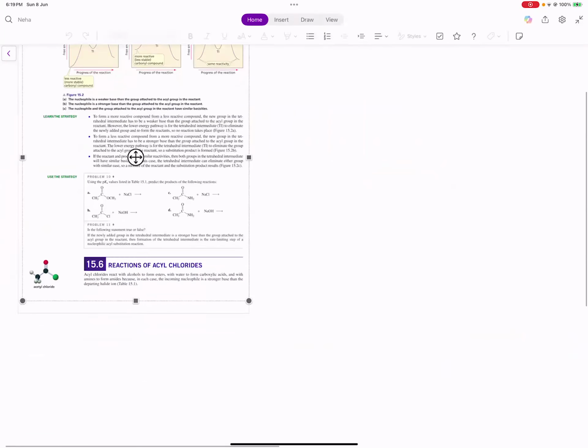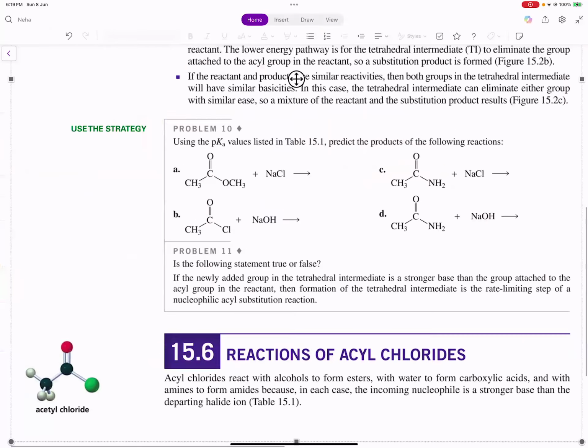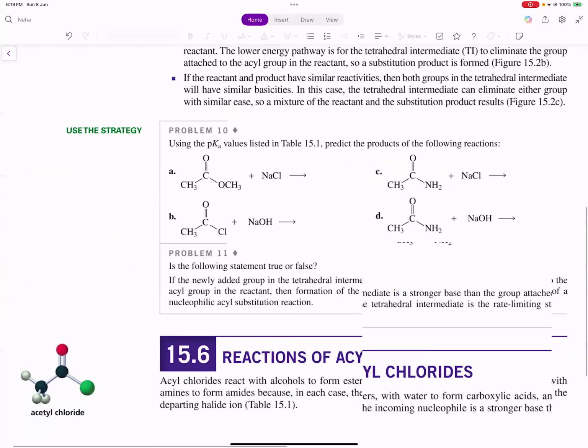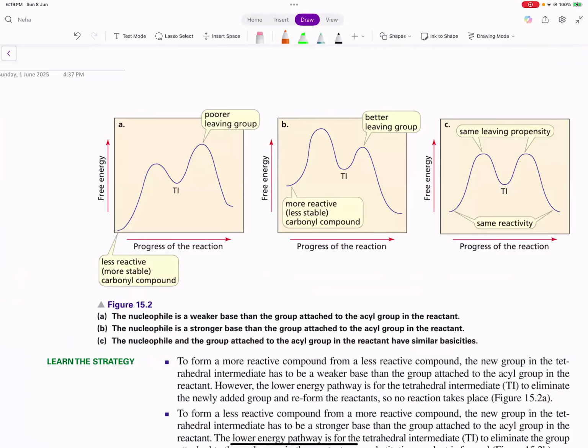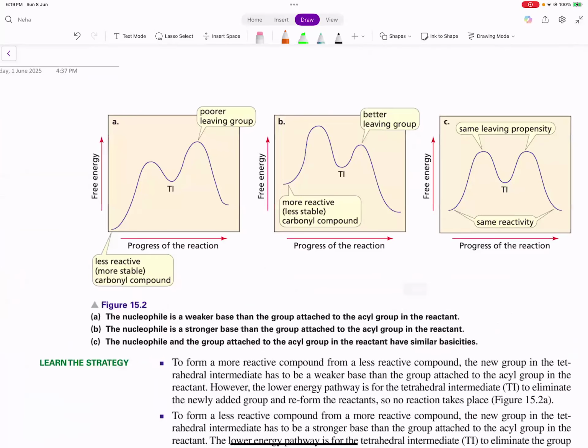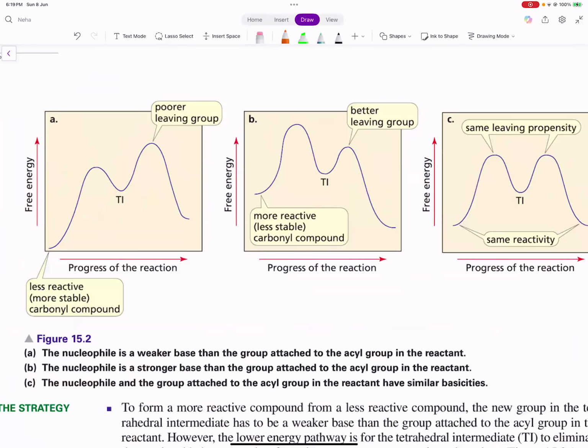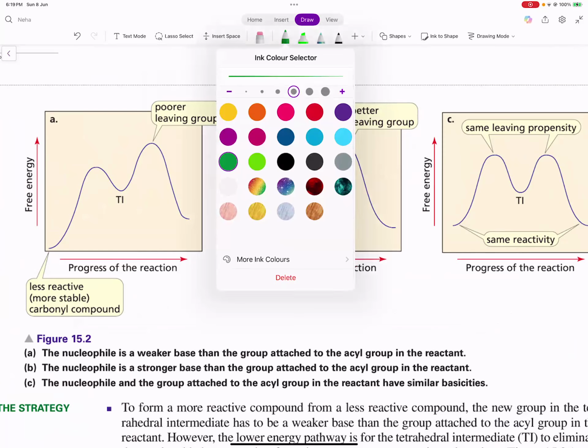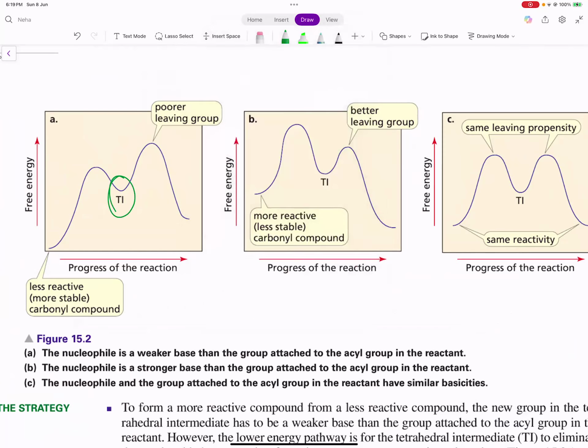Now we are going to look at these diagrams. See, in the first case, the incoming base is a weaker one as compared to the leaving group. So that is why the second hill which the tetrahedral intermediate has to climb is bigger. The tetrahedral intermediate has climbed an initial hill, and now it has to climb a bigger hill if we want to expel the leaving group. So this will not happen.